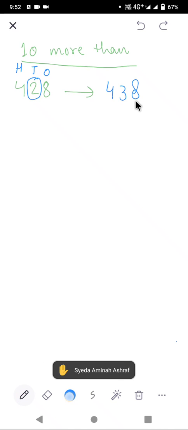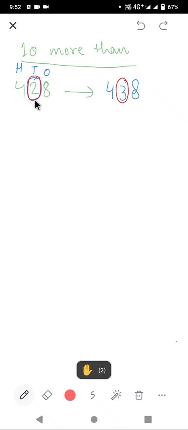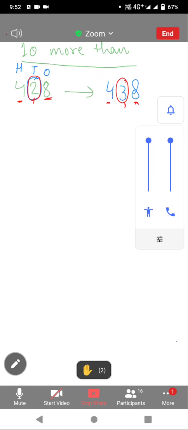As you can see here, only the tens place digit changes. Here it was 2, now it is 3. The hundreds place digit is 4, here also 4. The ones place digit is 8, and here also 8. So only the tens place digit will change. If we find 10 more than, we add 1 in the tens place. Let's take another number.